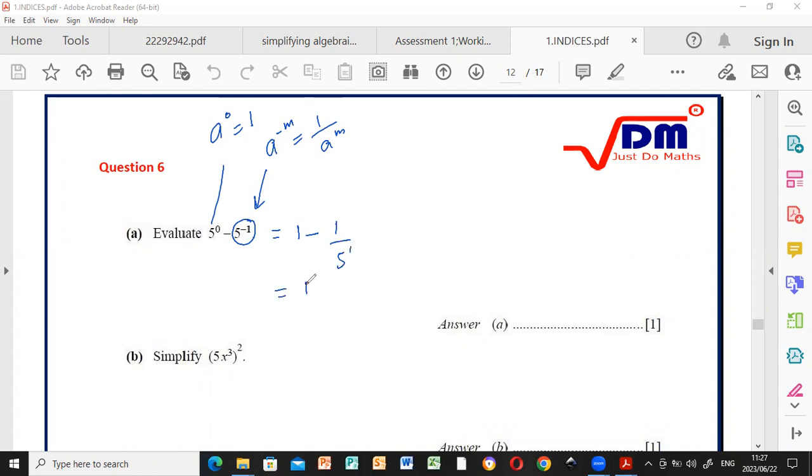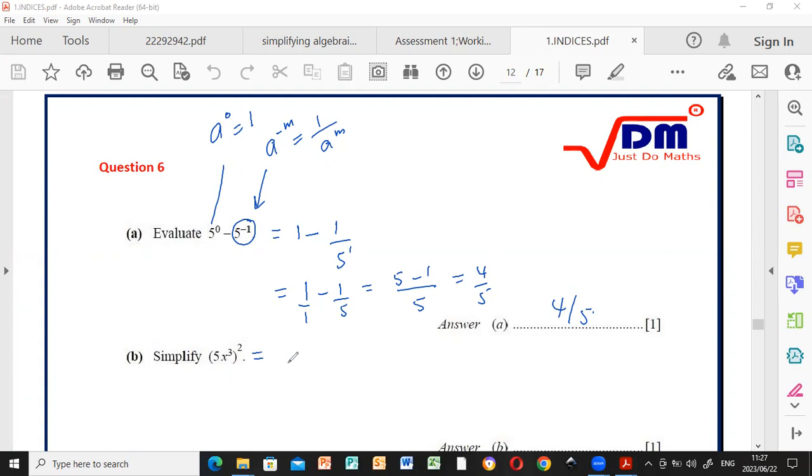So here we are looking at 1 minus 1/5. Remember, 1 is the same as 1 over 1. So the common denominator is 5. 1 into 5, 5 times 1, you get 5. 5 into 5, 1 times minus 1, you get minus 1. So the answer is 4 over 5. So 4/5 is our solution.